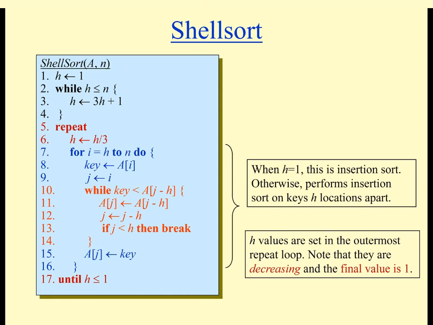You can just think about, for example, N is equal to 10. So H starts from 1, and then while H is less than N, you increase the H every time by 3 times plus 1. So the next one will be 4, and then the next one will be 13. Okay? 13 is not less than or equal to N, so we will stop.